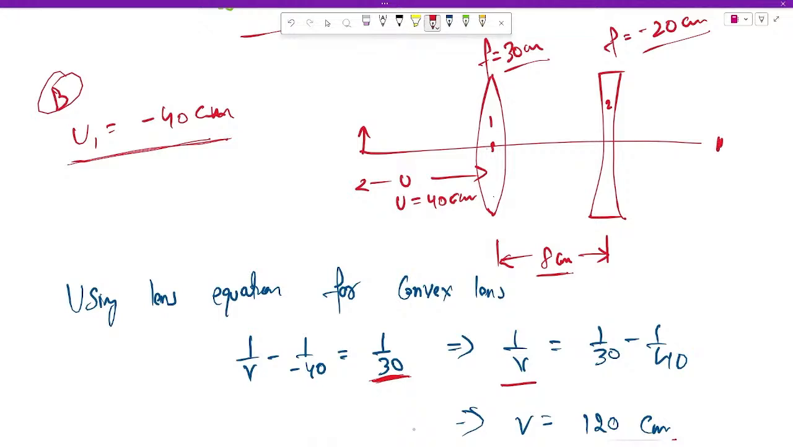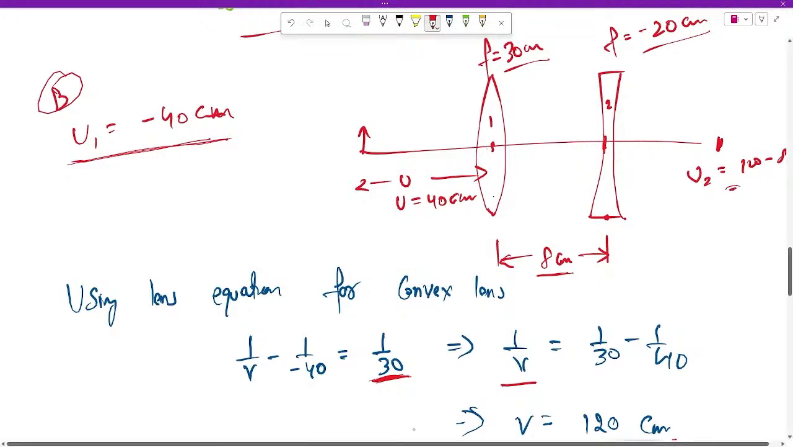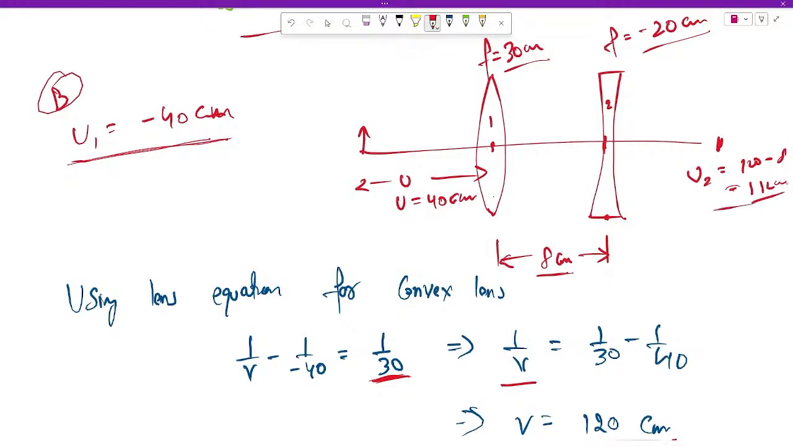So this image will act as an object for this concave lens. So we can find out the object distance for this concave lens, and that would be u2 equal to this 120 centimeter minus this distance 8 centimeter, and that will come out to be equal to 112 centimeter. Since this distance is on the right hand side of the concave lens, it is going to be positive, so u2 is going to be plus 112 centimeter.